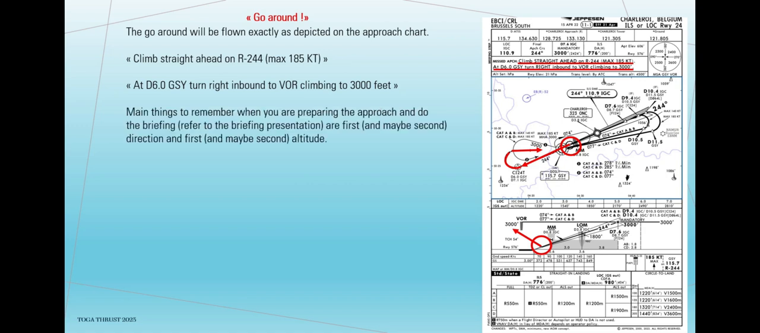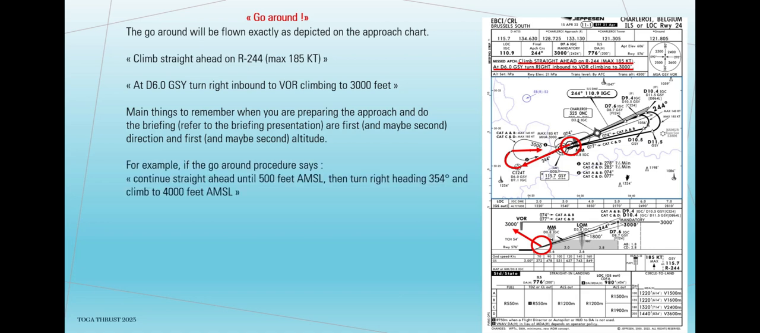Main things to remember when you are preparing the approach and doing the briefing: refer to the briefing presentation for the first, and maybe second, direction and the first, and maybe second, altitude. For example, if the go-around procedure says continue straight ahead until 500 feet AMSL, then turn right heading 354 degrees and climb to 4,000 feet AMSL, then remember: straight ahead, 500, 354 degrees, 4,000.